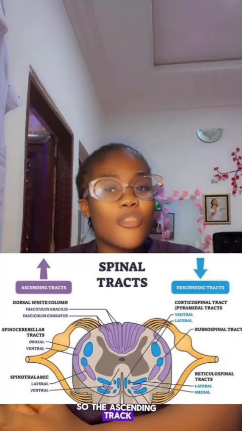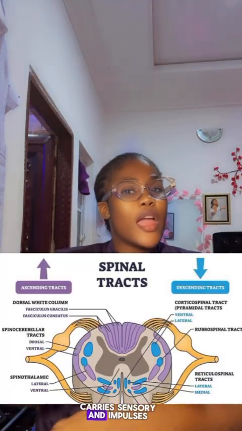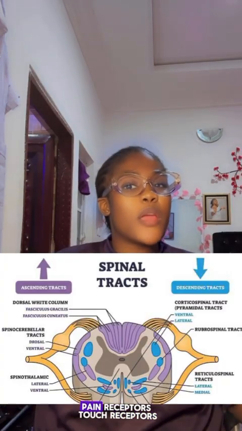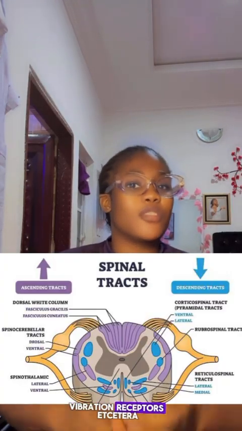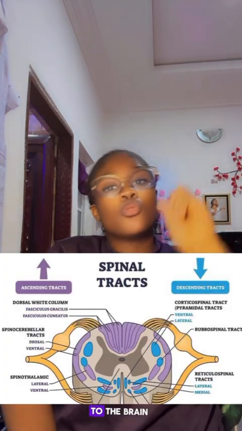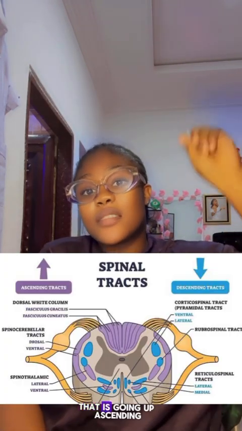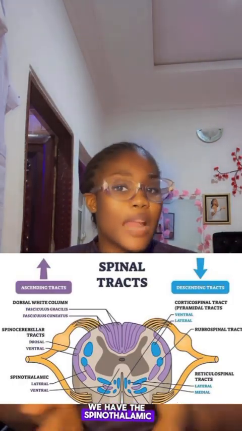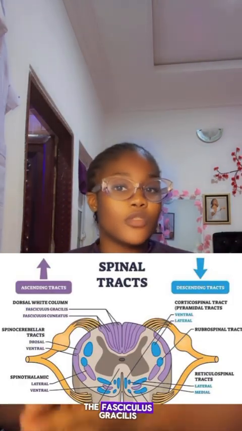So the ascending tract carries sensory impulses from the receptors. You know there are different types of receptors: pain receptors, touch receptors, vibration receptors, etc. So it carries sensory impulses from the receptors to the brain. That is going up, ascending. Now we have two types. We have the spinothalamic tract and we have the fasciculus gracilis.